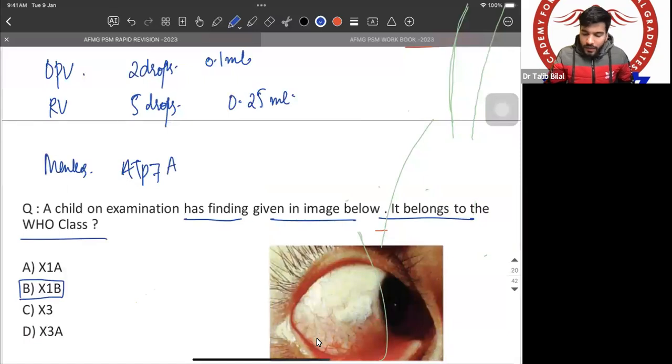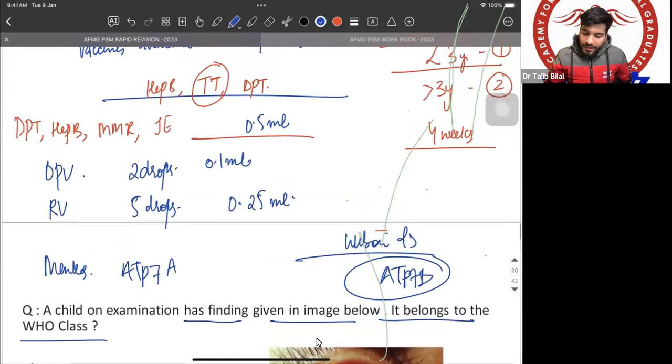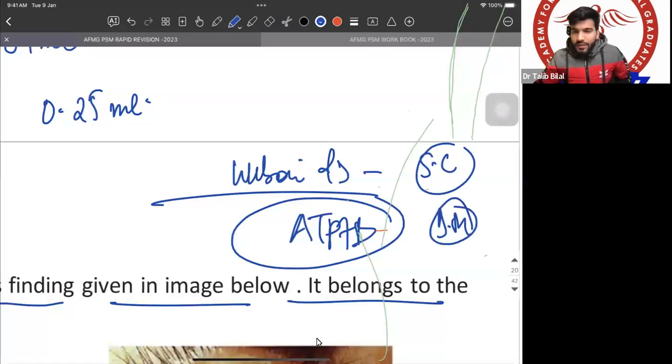ATP7A. Very good. If I talk about Wilson disease, it's ATP7B. In Wilson disease, which cataract do you have, my dear students? You have sunflower cataract. There is a copper deposition in which membrane? Basement membrane, and there are the rings called KF rings.